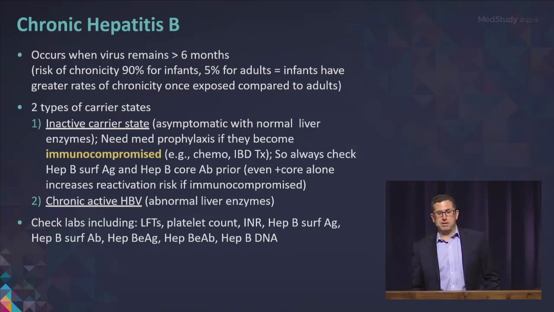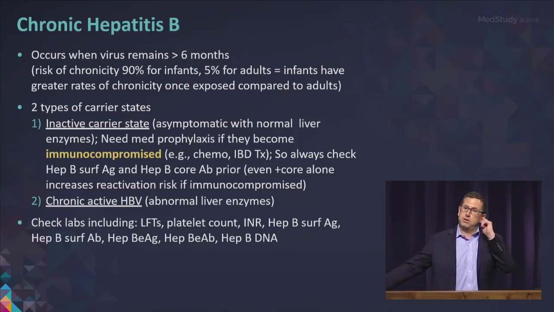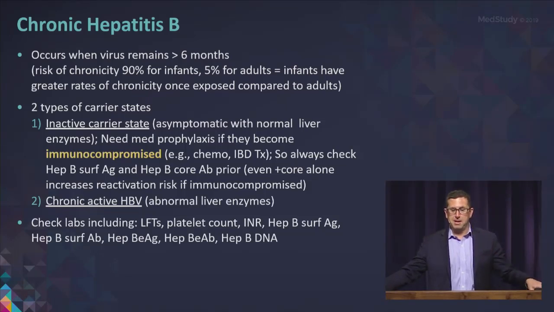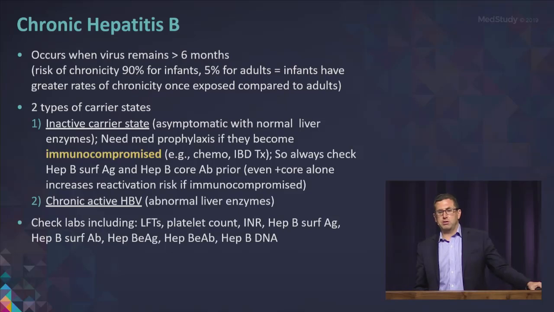So chronic hepatitis B occurs when the virus has been present for more than 6 months. The risk of chronicity is about 90% for infants when they're exposed, compared to 5% of adults. So if you're exposed to Hep B as an adult, fortunately you have a much less chance of having chronic hepatitis B. There are really 2 types of carrier states. There's the inactive carrier that we've all heard about.